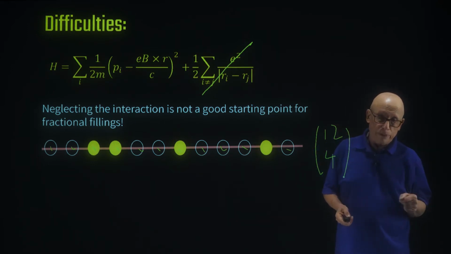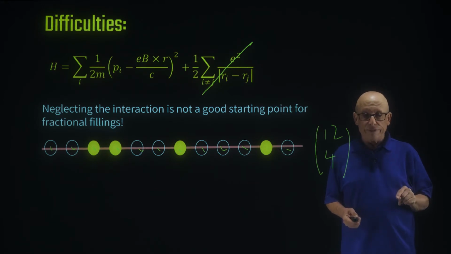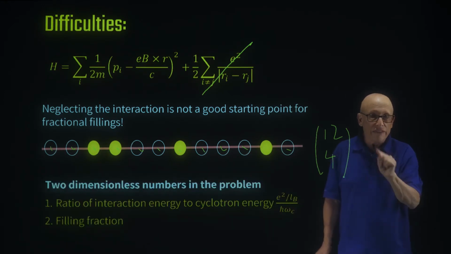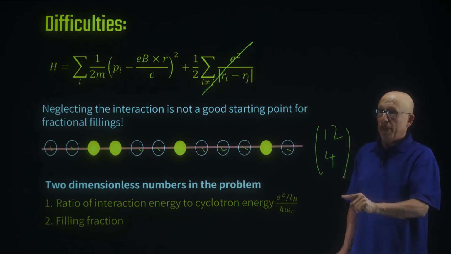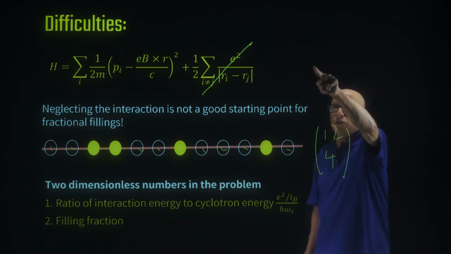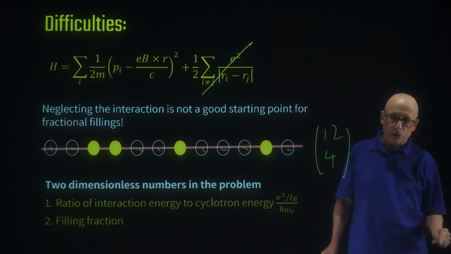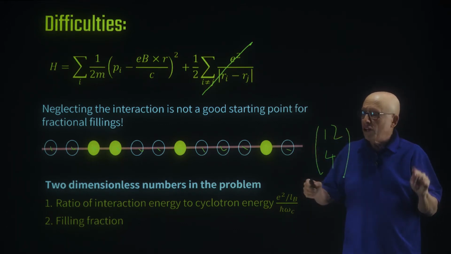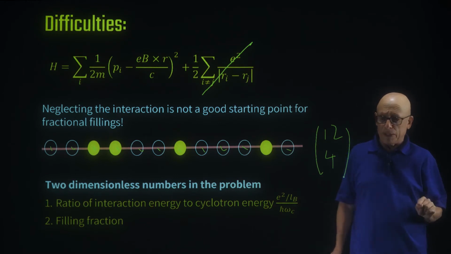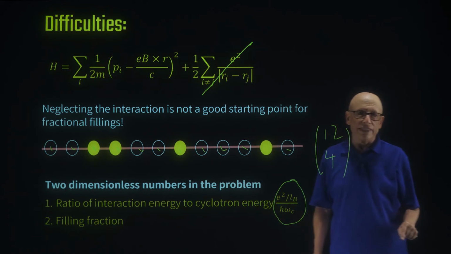So we need a different approach. We need a different set of approaches. Before looking at those, let's identify the dimensionless parameters in this problem. And there are 2 of them. In fact, there's a third one. You notice that I neglected here the disorder part of the Hamiltonian. It's hard enough even without it. So we have 2 dimensionless parameters. One is the ratio of the 2 energy scales in the problem.